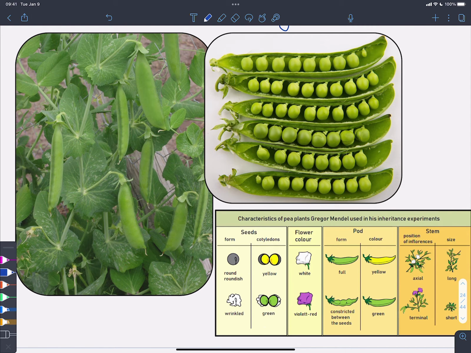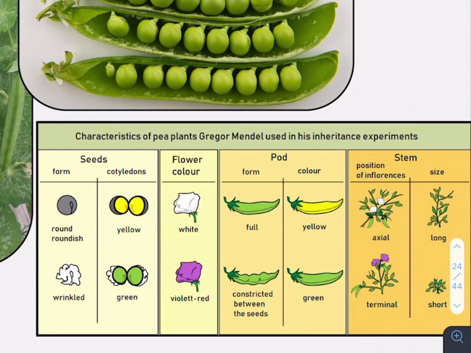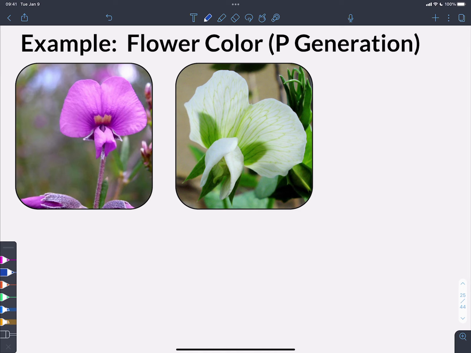Mendel developed 7 different lines of pure breeding pea plants, and you can see them in this chart down at the bottom right of this diagram. So for instance, you could have round seeds or wrinkled seeds, or yellow seeds or green seeds, etc. All of these traits were very obvious and very easy for Mendel to do his experiments with. Let's walk through an example of what Mendel did using flower color.